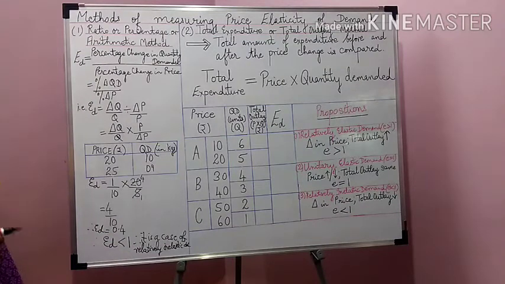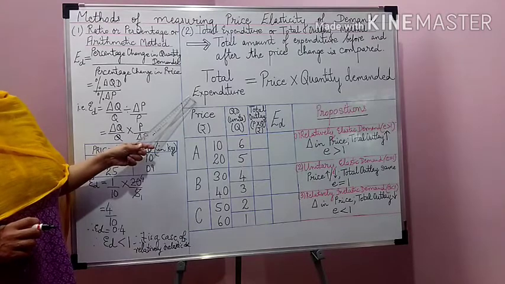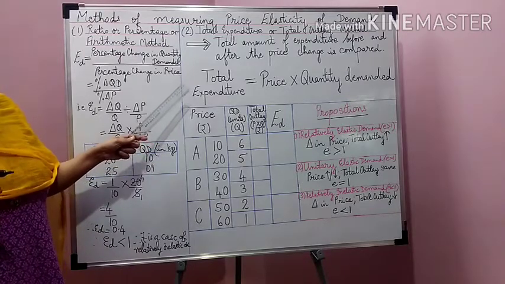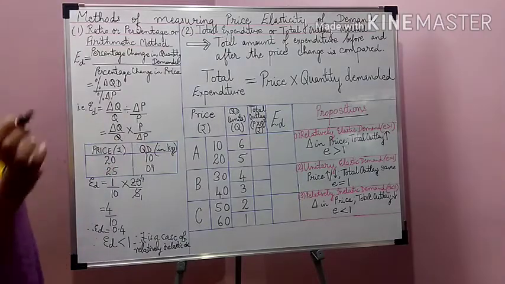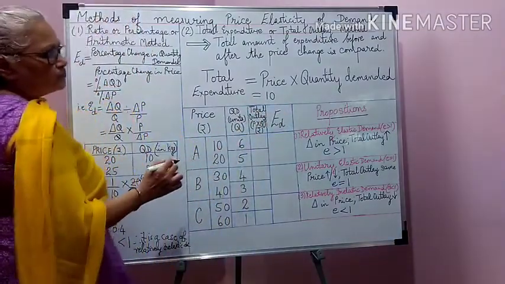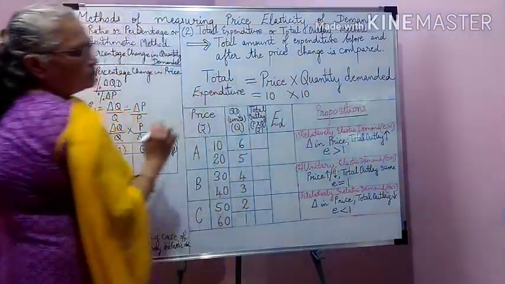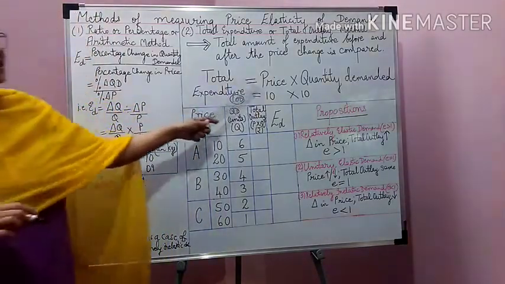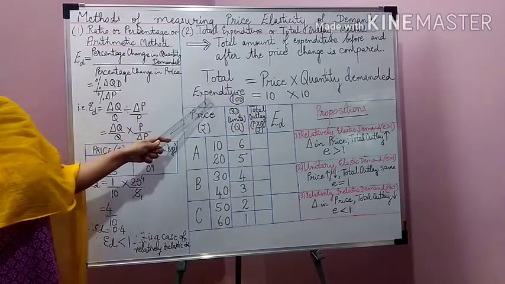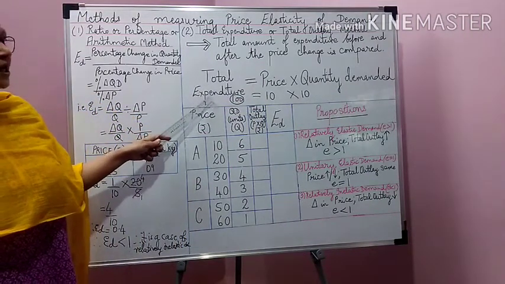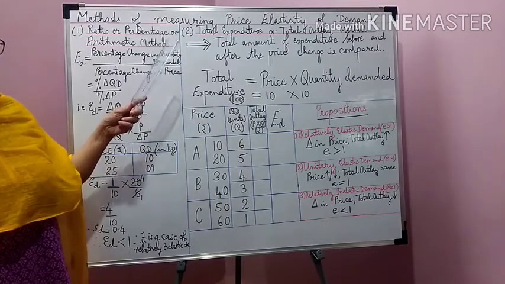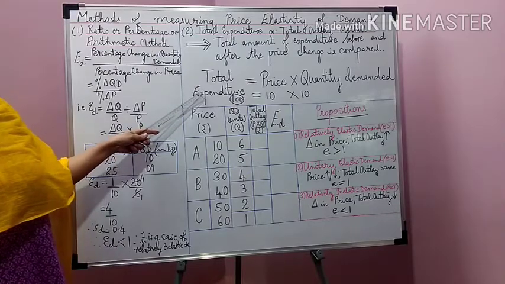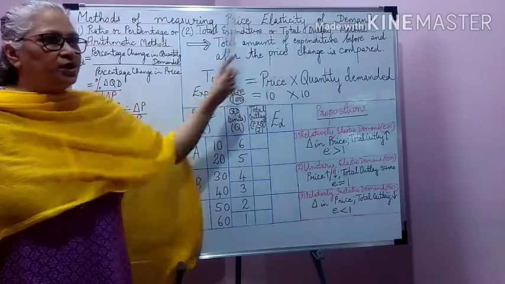For example, suppose I want to know what is the total amount that I have spent. If I want to purchase 10 pens, each pen costs me rupees 10. So each pen is 10 rupees. How many pens have I purchased? 10. What is the total amount that I spent? 100. So price into quantity demanded will give me the total expenditure incurred, total expenditure made. Now, before the price change and after the price change, what is the total expenditure? I compare between the two, and that will let me know the price elasticity of demand.